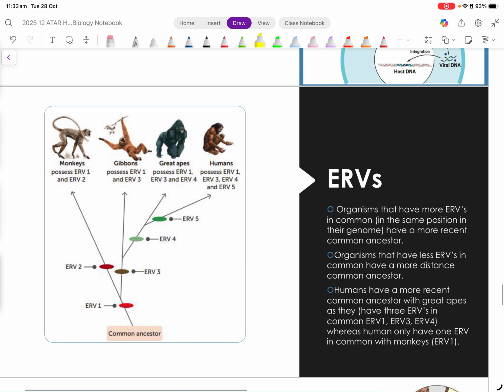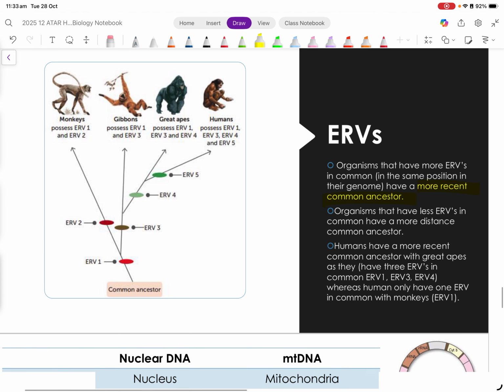So, organisms that have these ERVs in common with one another are more likely to have a more recent common ancestor. Those with less will have a more distant common ancestor. So humans have a more recent common ancestor with the great apes, say, as they have 3 ERVs in common, as opposed to humans with monkeys who only have 1 ERV in common.